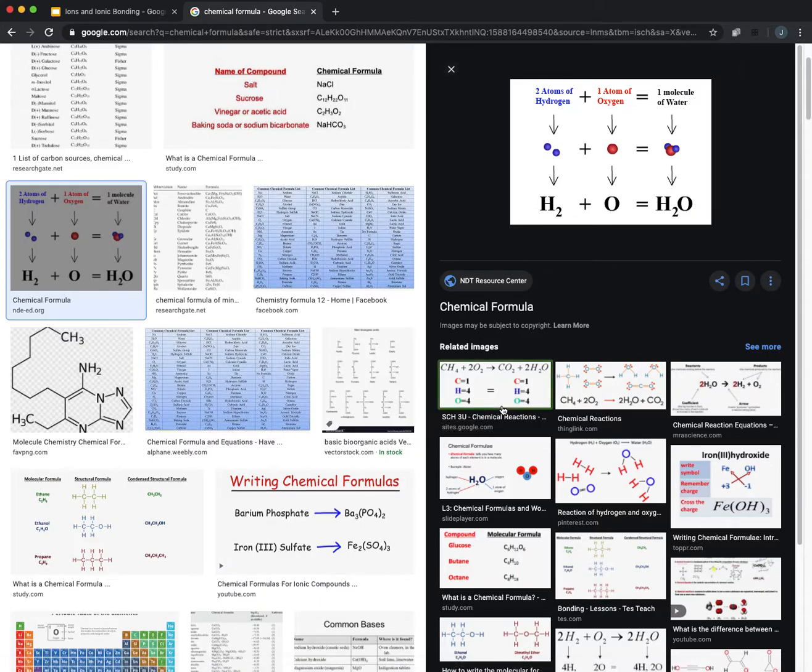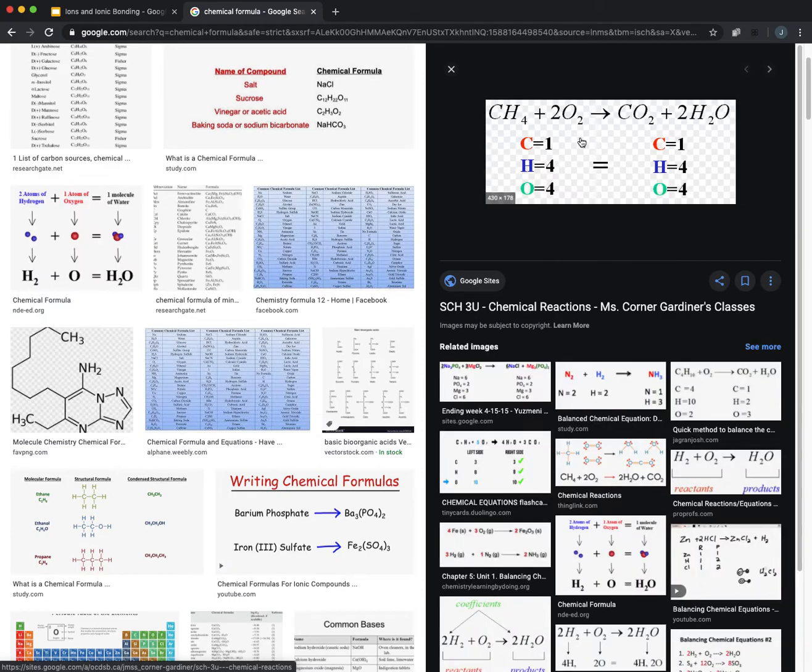I could look at 100 other chemical formulas that are out there. For instance, let's take a look at this one. This is a reaction involving a compound called methane. Here we have oxygen and then carbon dioxide and water. And in this situation, we have a lot of different chemical formulas here. We have CH4, so that 4 applies to this hydrogen, but not to this carbon.